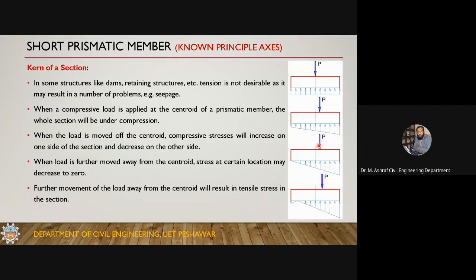So we don't want, we want to limit this. So limiting this, there is a region around the centroid. If you want to place a load within that region, there will be no tension in the member, in the cross section. Okay, there will be no tension in the cross section.